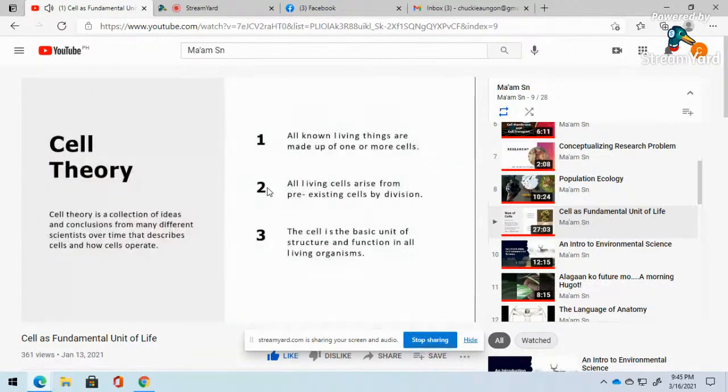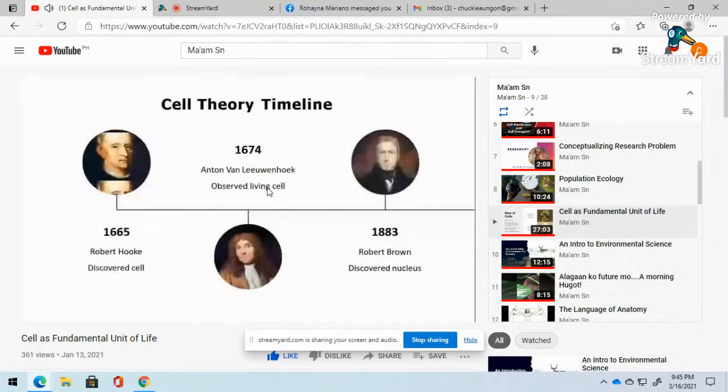Based on the cell theory, which is a collection of ideas and conclusions from many different scientists over time that describe cells and how cells operate: number one, all known living things are made up of one or more cells. Number two, all living cells arise from pre-existing cells by division. Number three, the cell is the basic unit of structure and function in all living organisms.